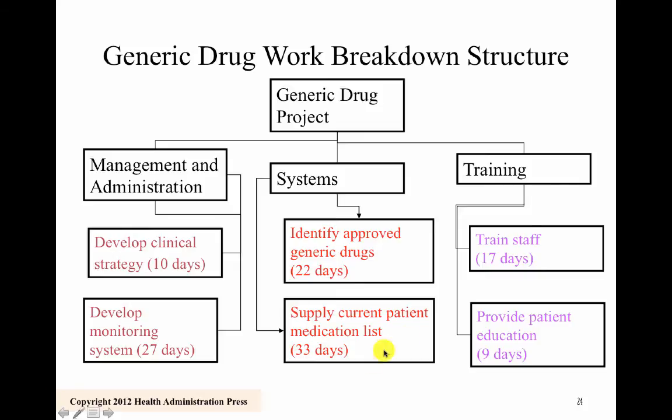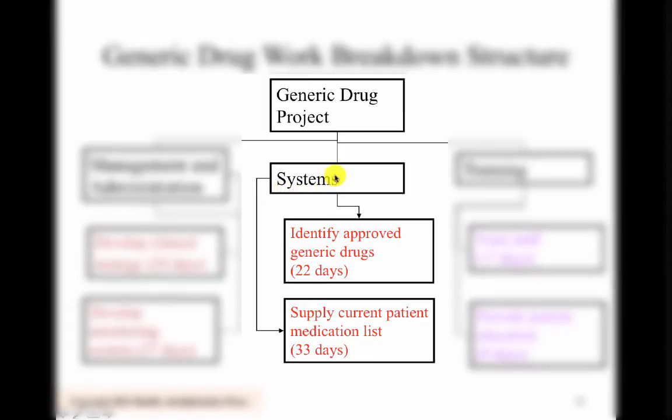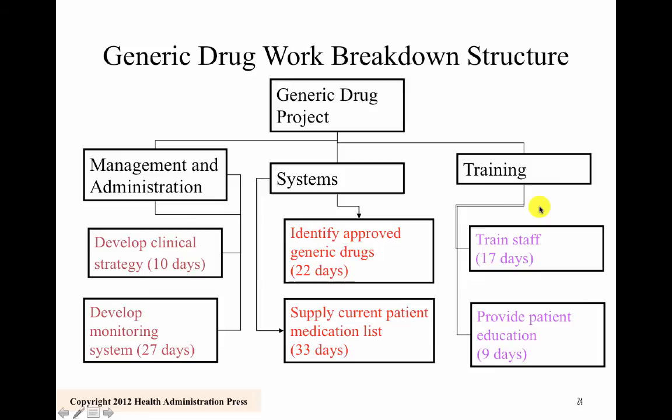And the advantage here is you see, here you have this box, management and administration. So what is management and administration responsible for? Okay, they need to develop the clinical strategy and the monitoring system. And we've included how long it should take for those tasks. Here's systems. So what systems approach do we need? We need to identify approved generic drugs and supply the medication list. And then in terms of training, what do we need to do? So this breaks it down more into a functional system.